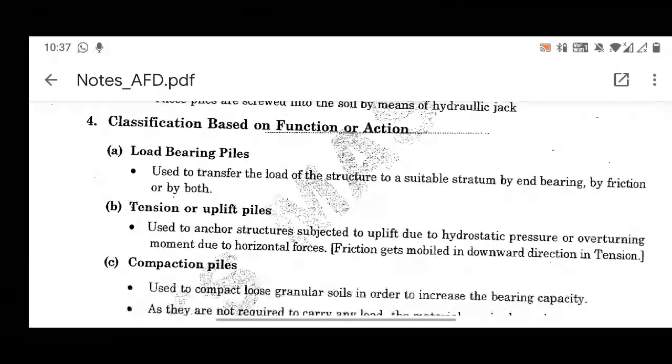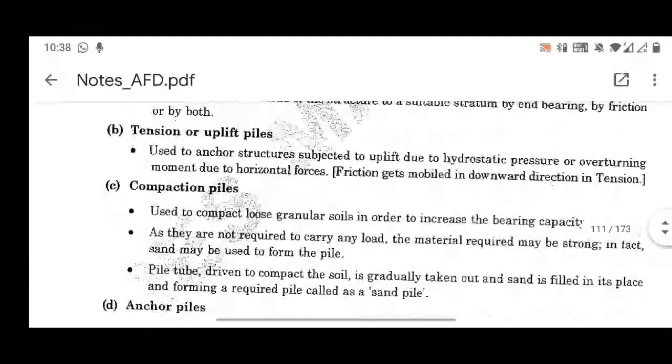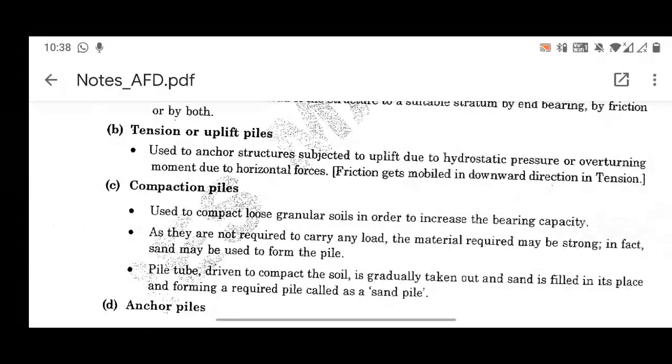Another is tension or uplift pile. So when I'm saying tension piles or uplift piles, basically these piles are resisting the load by tension. That is, most of the time our structure is subjected to uplift forces. So whenever our structure is subjected to uplift forces, in that case we'll be using tension or uplift piles.